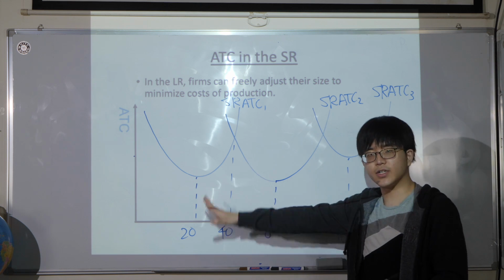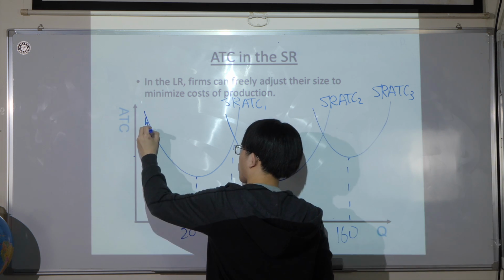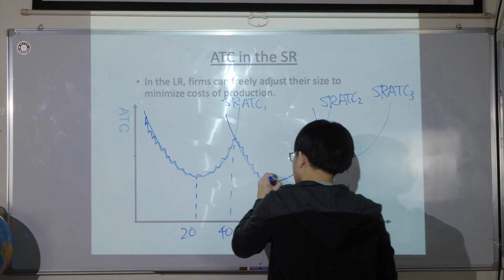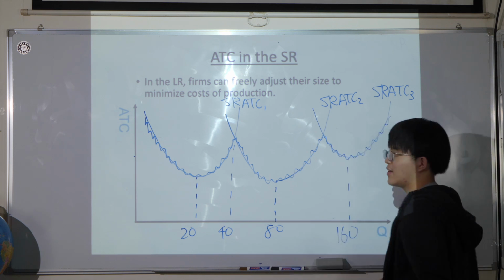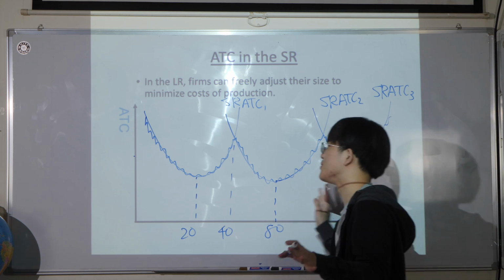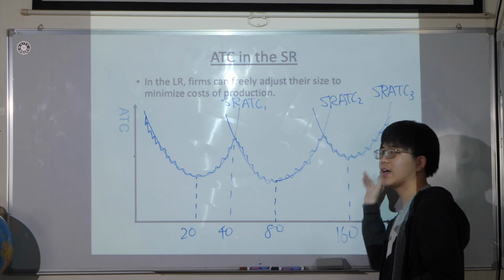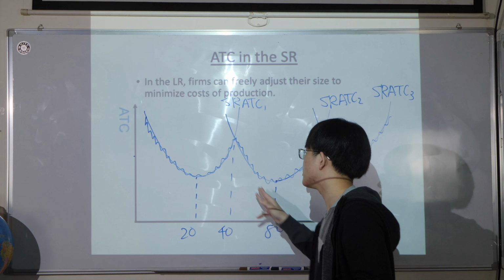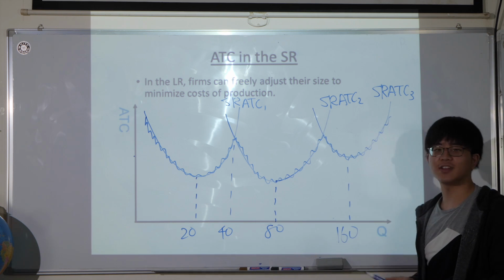In the long run, the graph will look like this. If you study physics, you learn this in wave phenomena, only for high level actually, whatever. So we say envelope ATC curve. This is the envelope curve. So these lines are the long run ATC curves. But this doesn't look really good.